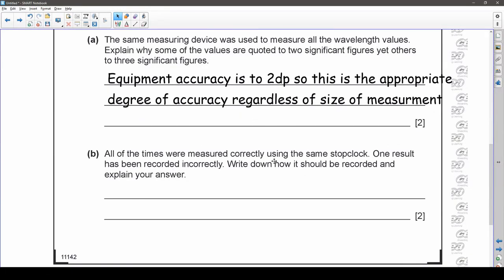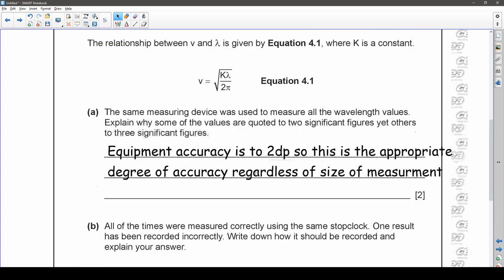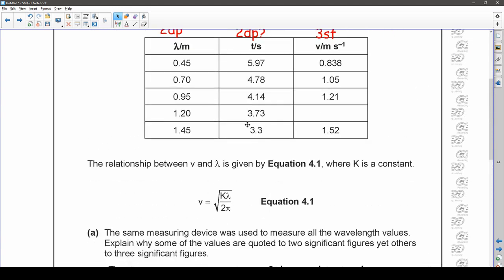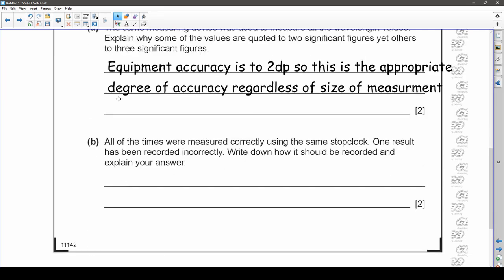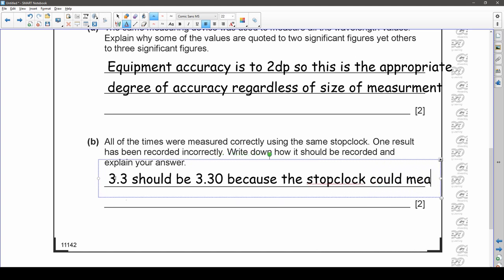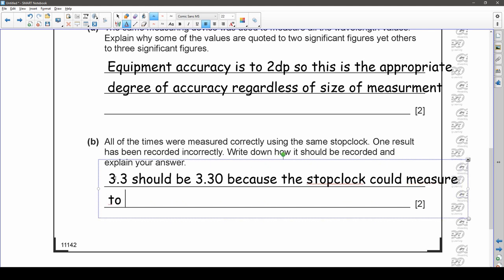All the times were measured correctly using the same stop clock. One result has been recorded incorrectly. Write down how it should be recorded and explain your answer. So we've got our time and it's the 3.3. Do you remember we were having a little bit of panic about that? 3.3 is wrong. So 3.3 should be 3.30 because the stop clock could measure to 0.01 of a second.